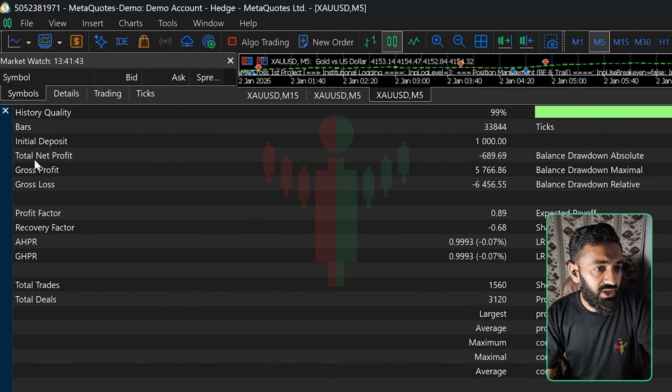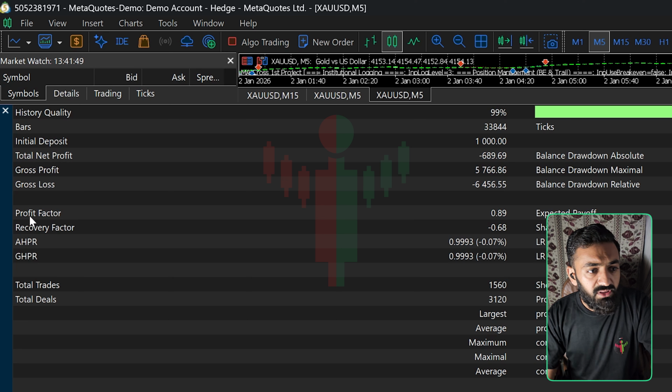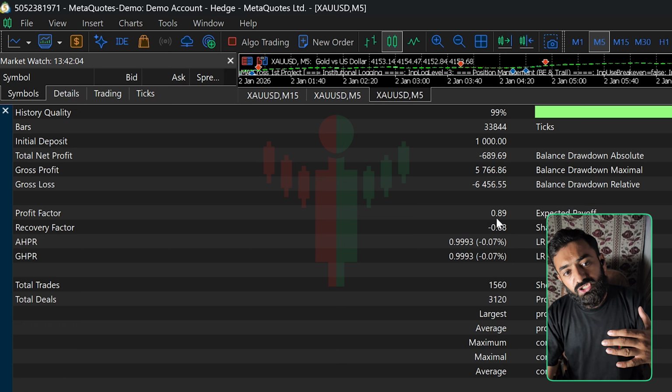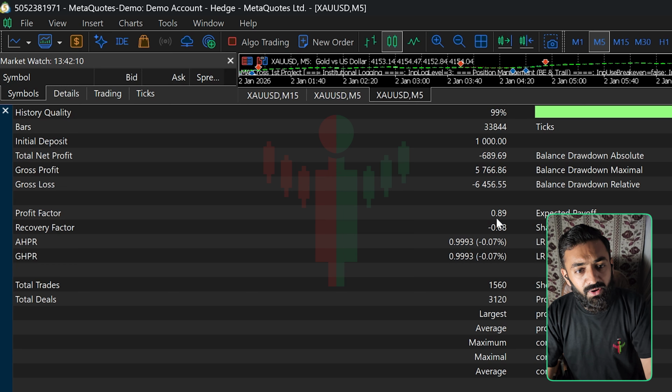In the first section, you can see the initial deposit, total net profit, how much it made, the gross profit and gross loss. Here, the most important setting is profit factor. The profit factor is the ratio between gross profit and the gross loss. If the gross loss is 1 and the gross profit is 2, this number identifies how much the profit is higher than the gross loss. If the gross profit is double, the profit factor will be double. Its value will be 2. If the gross profit is 3 times higher than the gross loss, then the profit factor value will be 3.